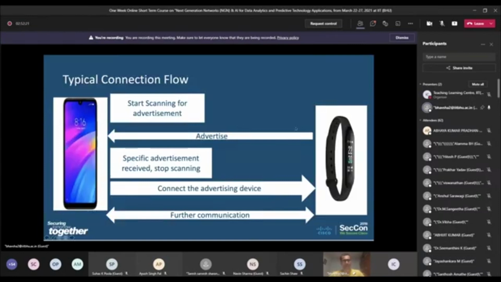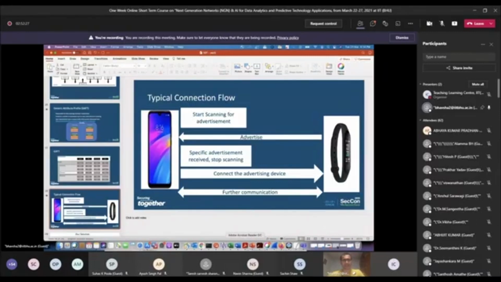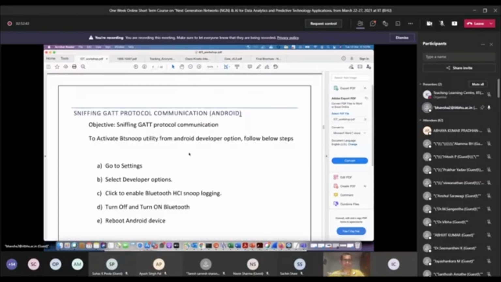So let me show you the lab guide. Generally in my hands-on, I do this hands-on, so follow this lab guide and have fun.